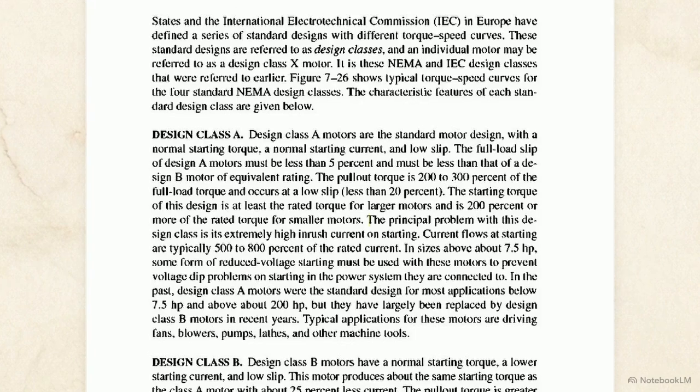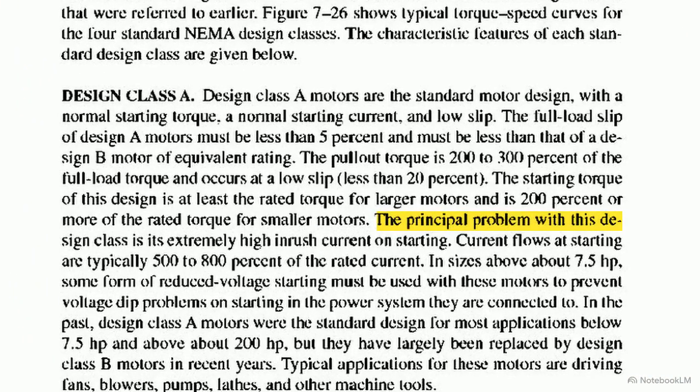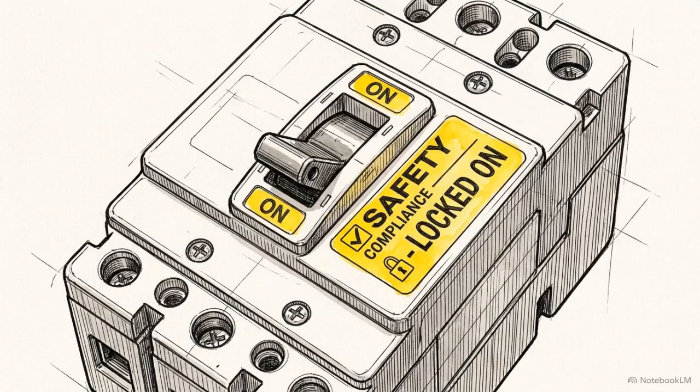Class A and B machines pull extreme inrush currents when starting. This reality forces engineers to strictly follow National Electrical Code sizing rules. The code mandates that protective conductors and breakers must be explicitly sized to handle 125% of the motor's full load current to prevent thermal failure.